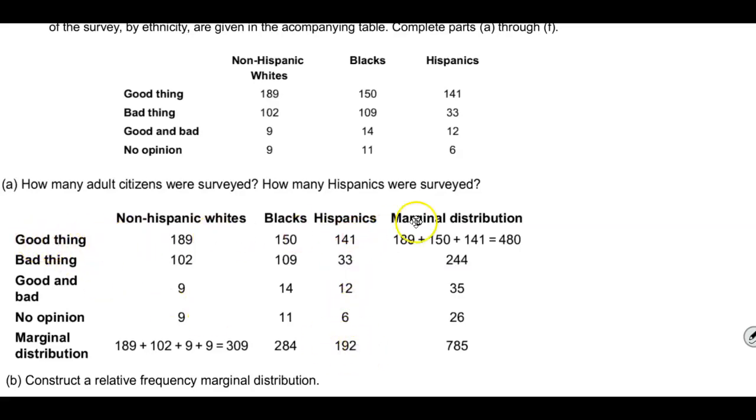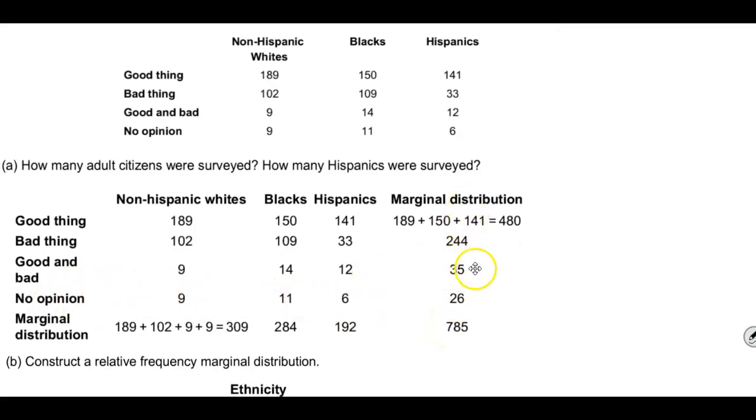Likewise, if we want to add up the rows, we add up all the numbers in the rows. For a good thing, 189 plus 150 plus 141 gives us 480. For the bad thing, 102 plus 109 plus 33 gives you 244. For good and bad, if we add up all 3 of those, we get 35. And for no opinion, that gives us 26.